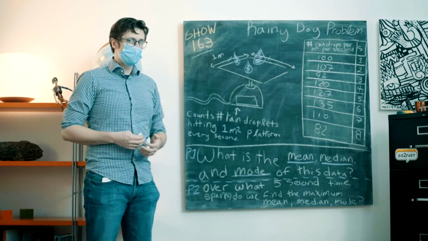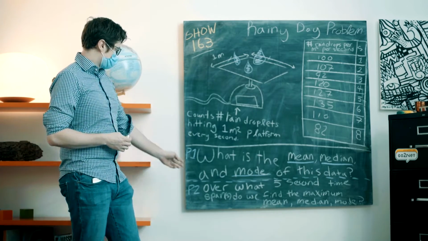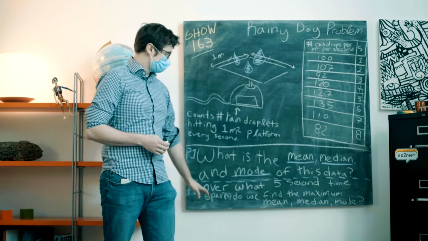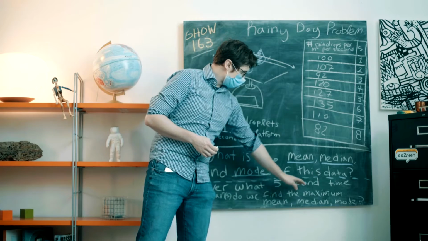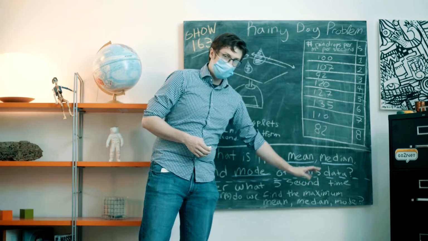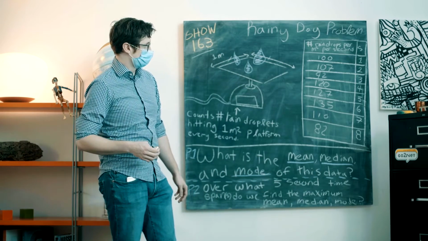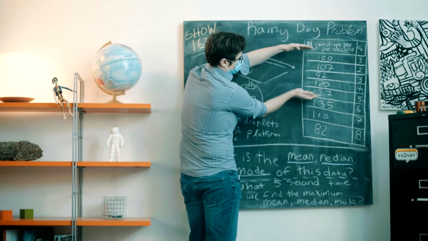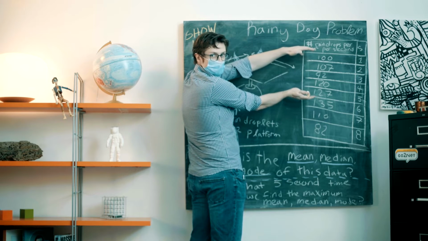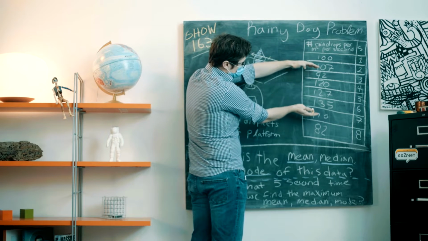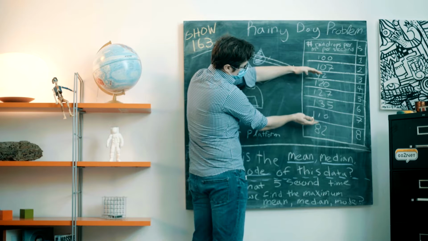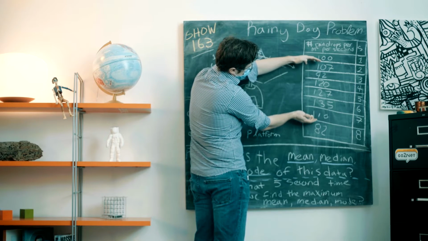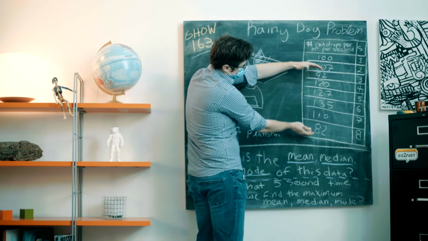Our second question is a little bit more tricky. Our second question is, over what 5-second time spans do we find the maximum of the mean, median, and mode? Okay? So what does that mean? So that means if we took a look at the first 5 seconds, we can find a mean, median, and mode. If we took a look at seconds 2 to 6, or 3 to 7, or 2 to 7, or 3 to 8, right?